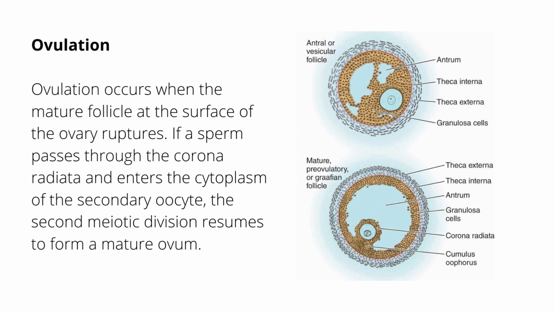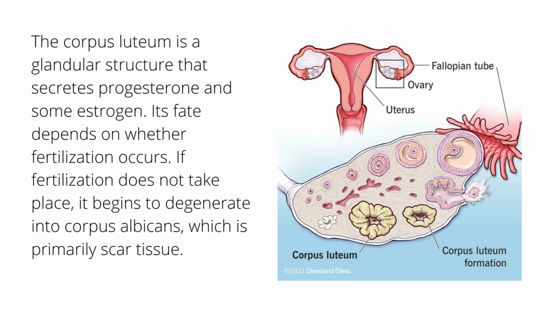If a sperm passes through the corona radiata and zona pellucida and enters the cytoplasm of the secondary oocyte, the second meiotic division resumes to form a polar body and a mature ovum. After ovulation and in response to luteinizing hormone, the portion of the follicle that remains in the ovary enlarges and is transformed into what we call the corpus luteum.